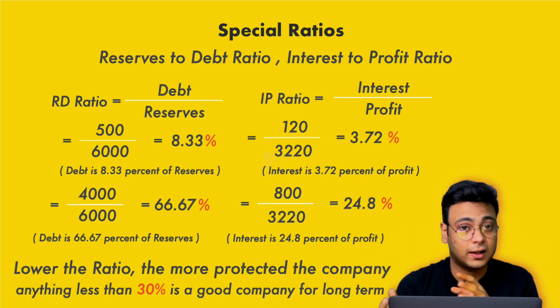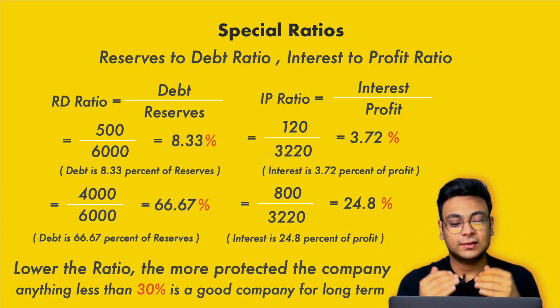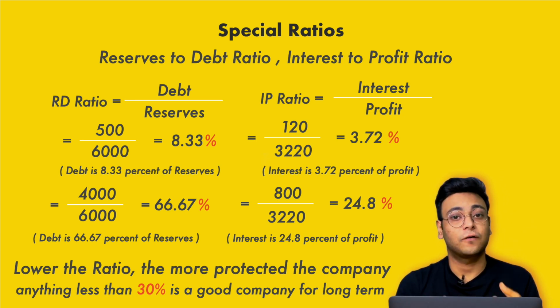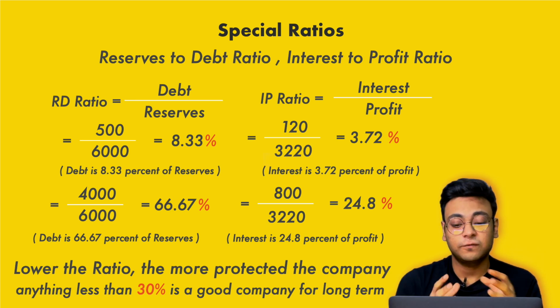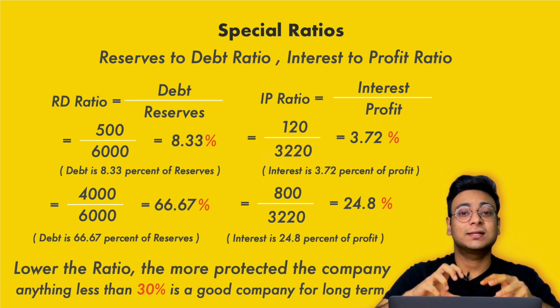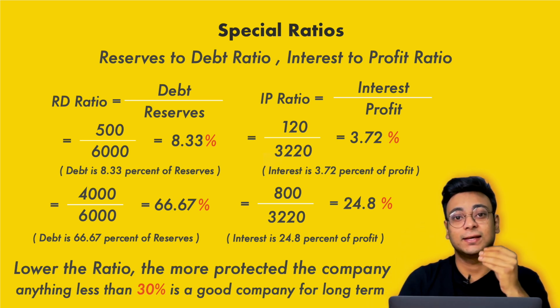Again, now if we look at another example, here we can see that this time the company's interest burden is 800 crores and the profit is the same. If we do the division, we get 24.8%. So here we can see that the interest burden has increased.